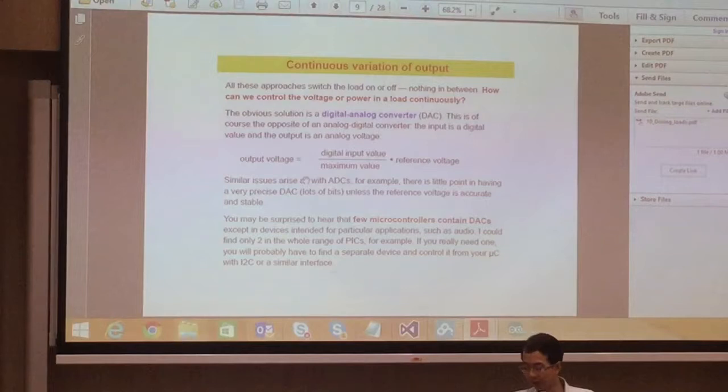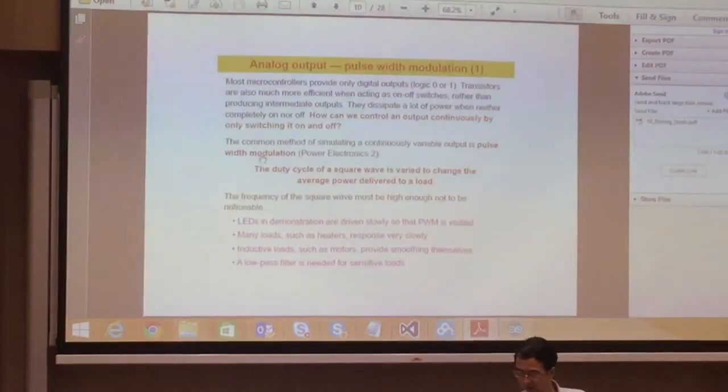But then you might ask me, does it mean Arduino cannot produce any outputs which are between 0 and VDD? No, actually there are different ways to do that. One of the common ways is what we call pulse width modulation. What pulse width modulation does is, let me jump a little bit.